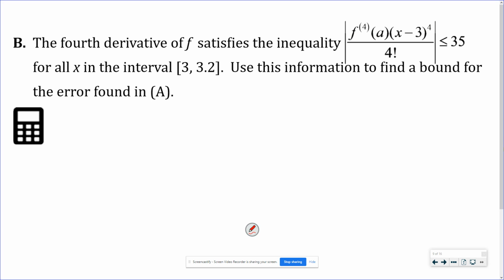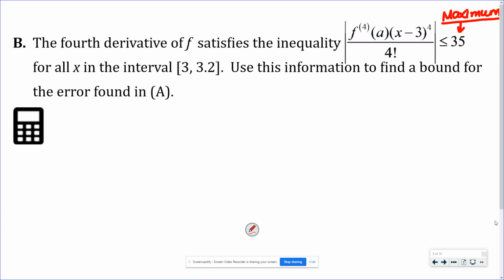Part B is where we're going to start something new, okay? So it says the fourth derivative of f satisfies the inequality that the fourth derivative of f at a of x minus 3 to the fourth power over fourth factorial is less than or equal to 35. So this number here, they're referring to this as the maximum value, okay? The maximum value. And use this information to find a bound for the error found in A.